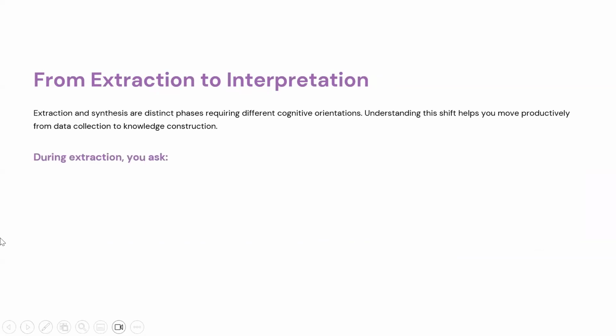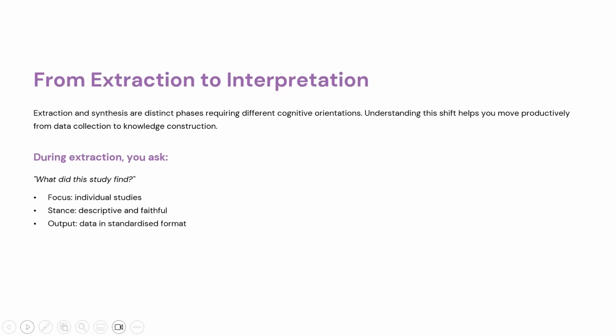So just as a very brief recap, what is it that you ask when you are extracting data? You may ask questions such as, what did the study find? Quite obvious. Here, the focus is on individual studies. You try to interpret what stance is being taken, whether it is descriptive and faithful. The output of the study, obviously, is the data, and whether or not the data is in standardized format. Orientation towards the particular.